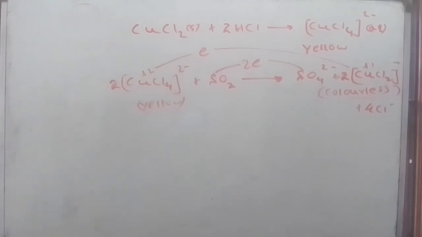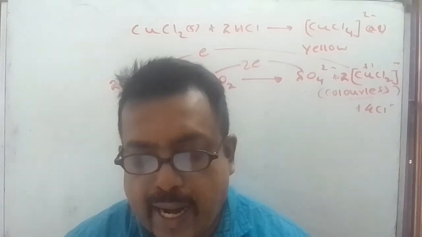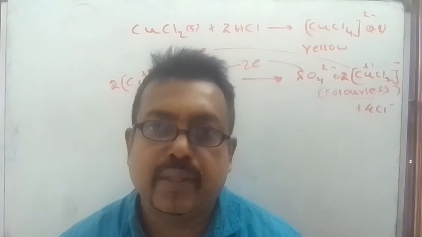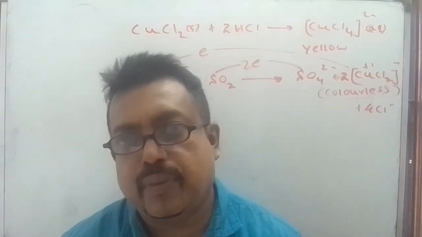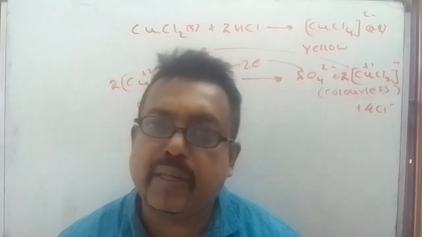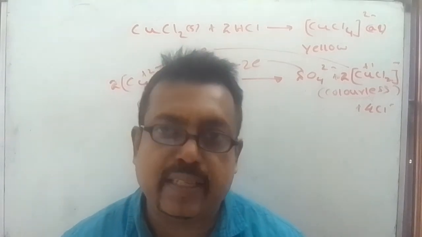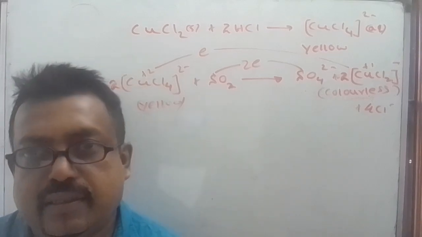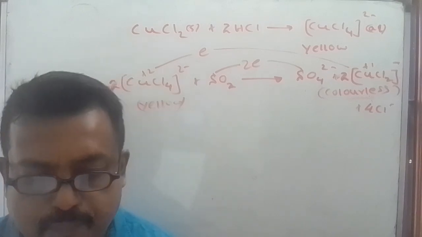Then identify the chemical species responsible for the yellow color. It is CuCl4 2 minus. You can write the answer as copper 2 plus also, because the atomic number 29 is copper. What is the role of sulfur dioxide? Sulfur dioxide behaves as a reducing agent by reducing copper 2 plus to copper 1 plus.